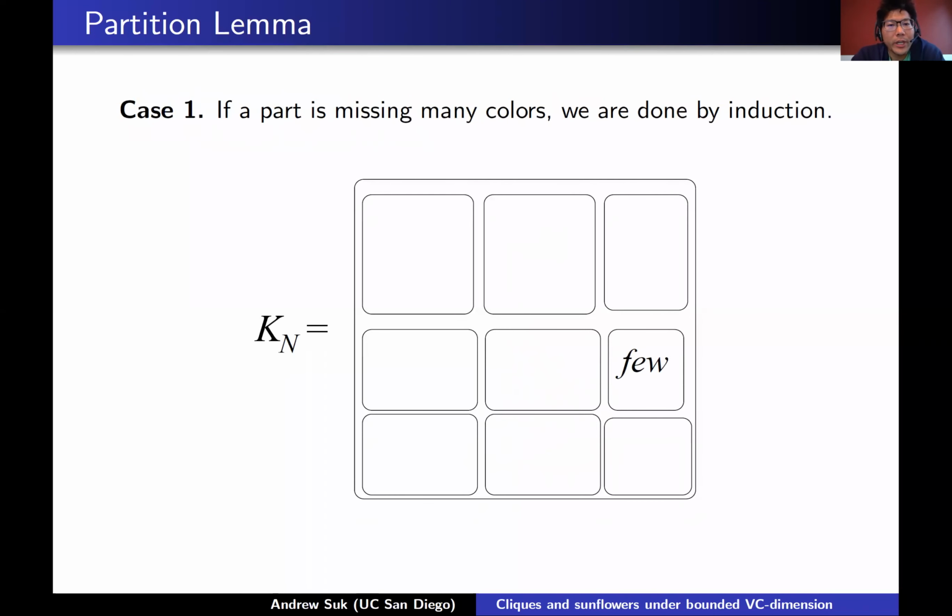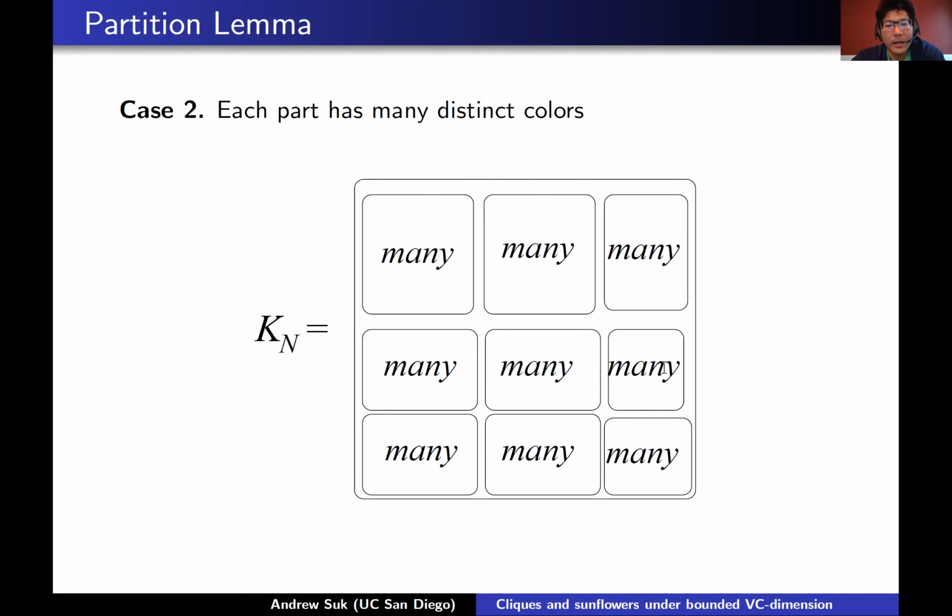Okay, and so now I can break up my proof into two cases. The first case is when one of the parts has very few distinct colors. So for example, let's say in this part not many distinct colors appear. Well, since it was an equipartition, the size of this part will be pretty large. And since there are few colors, I can basically apply induction and find my monochromatic triangle that way. So if we're in case one, we're done.